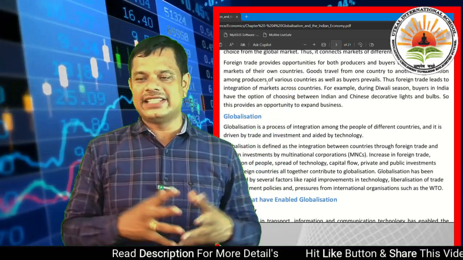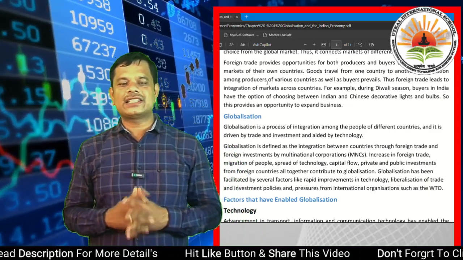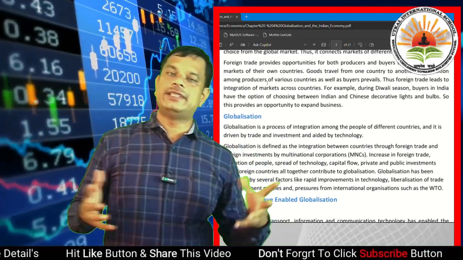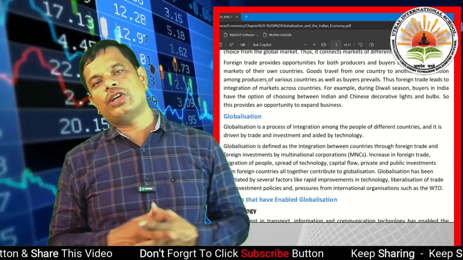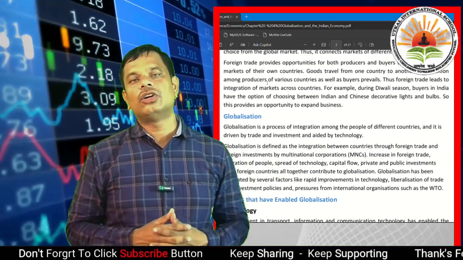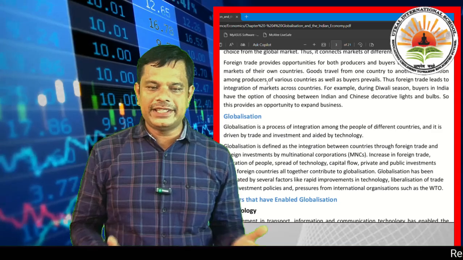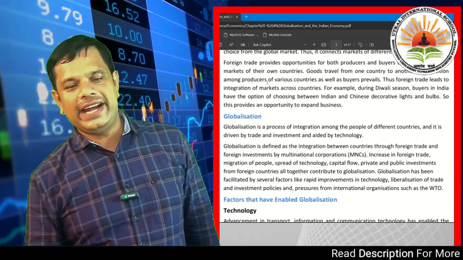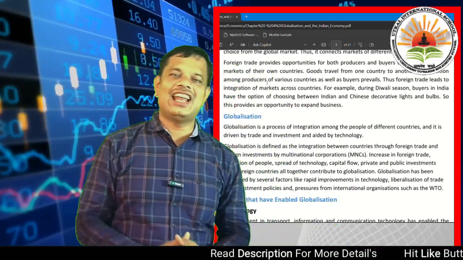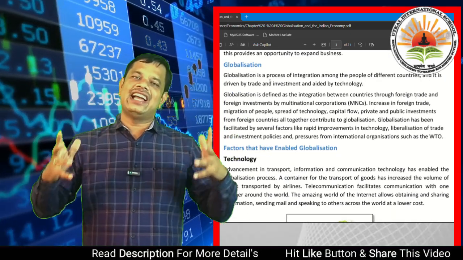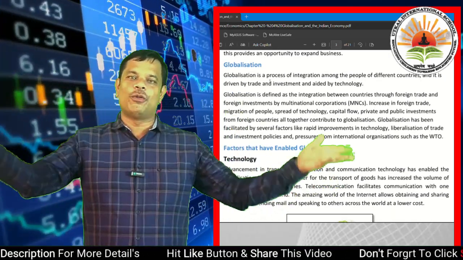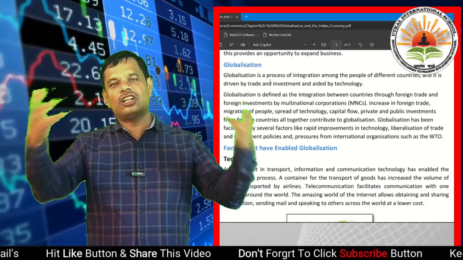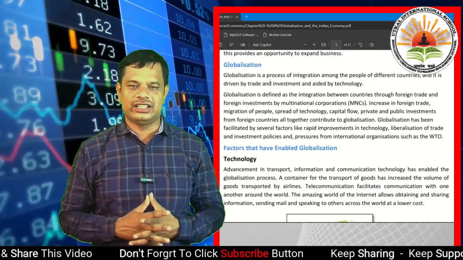It is a good example. So this provides an opportunity to expand business, and it is also an opportunity for a nation to expand its business. Then a point: globalization. Now a word comes: India is not alone. It is now global. Everyone, even a village, is connected with globalization.